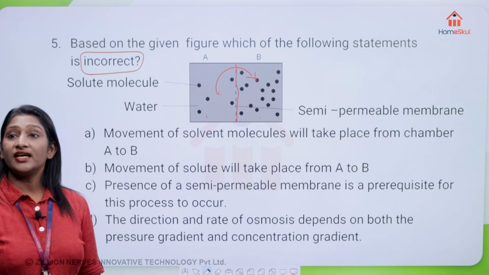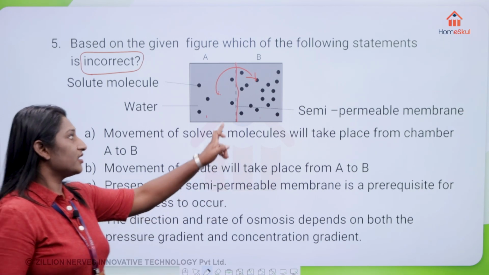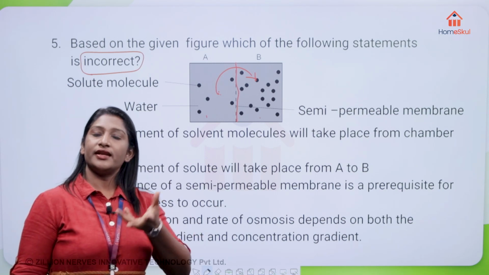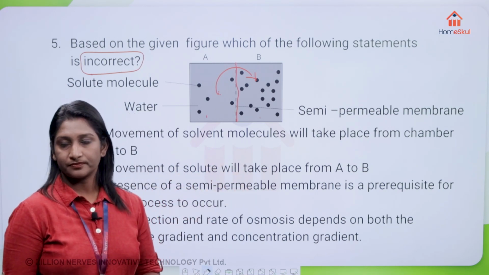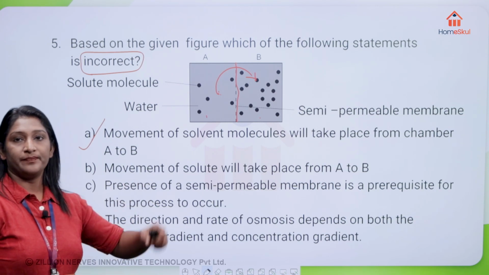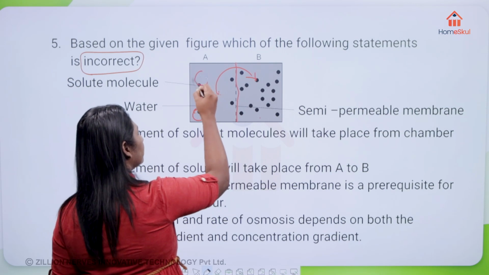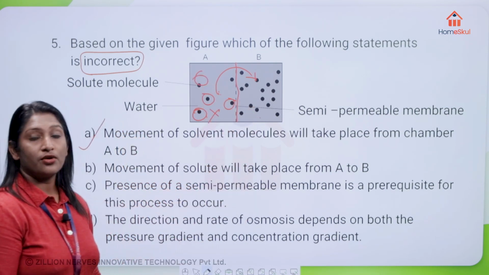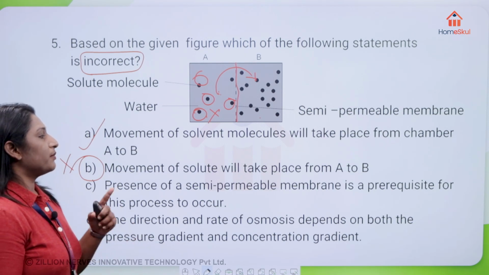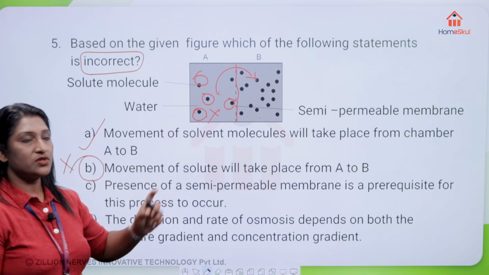Movement of solvent, not solute. Solute means a salt. Solvent means water. So water will move from high concentration to low concentration. That is why from the soil, water enters into the root hairs. So the first statement is correct: movement of solvent molecules from A to B. Next one: movement of solute will take place from A to B. Will the solutes move? No way. Solutes cannot cross the membrane. So this statement is wrong. Then, presence of a semi-permeable membrane is a prerequisite for this process to occur. Can you say what this process is? This process is osmosis, isn't it?